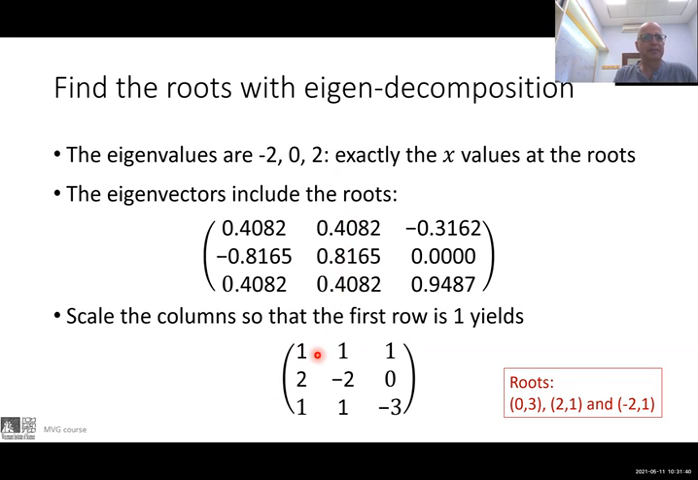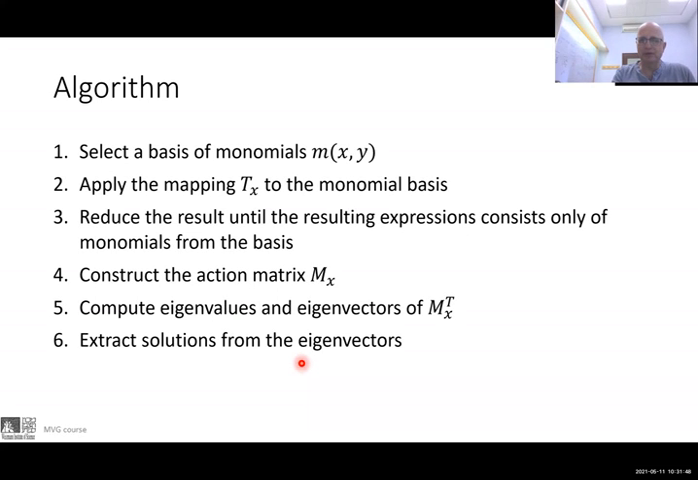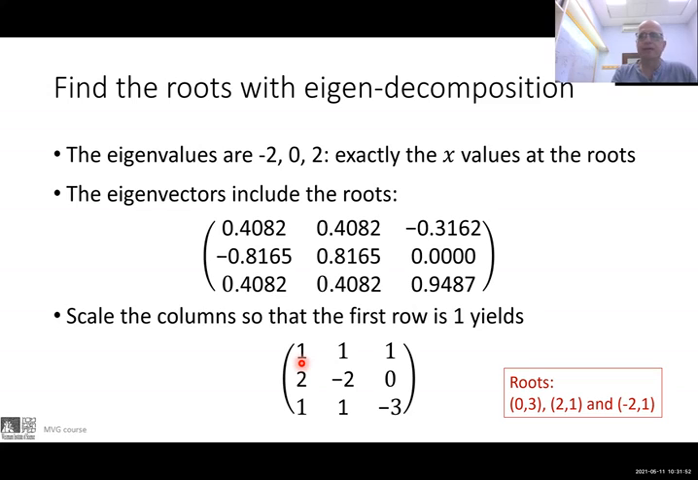Again, why does the first element need to be 1? Because these should give you the monomial basis, and the monomial basis was 1, okay? Yes. And the x and y are the roots. So we got (2, 1), (-2, 1), and (0, -3).